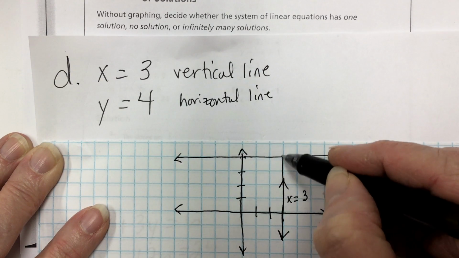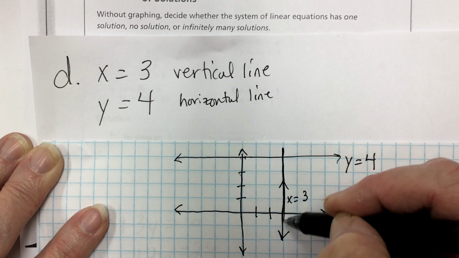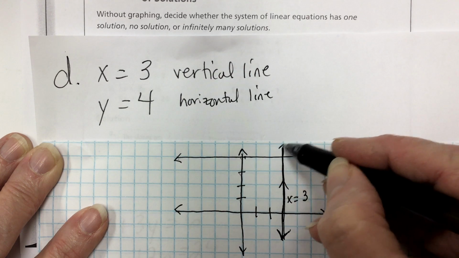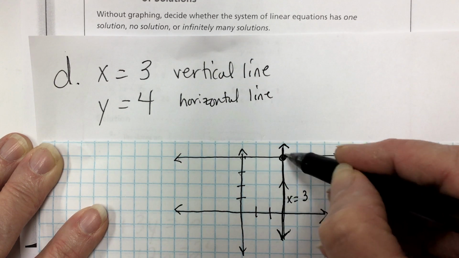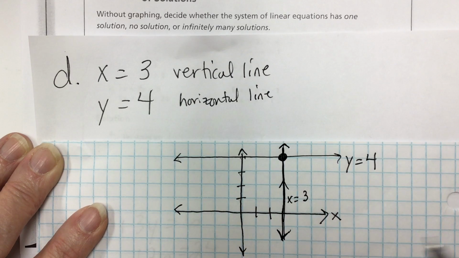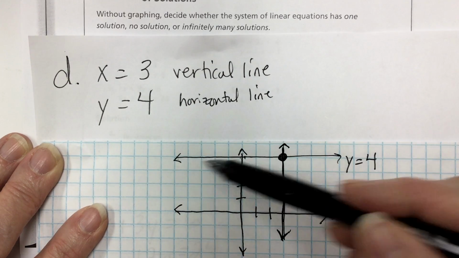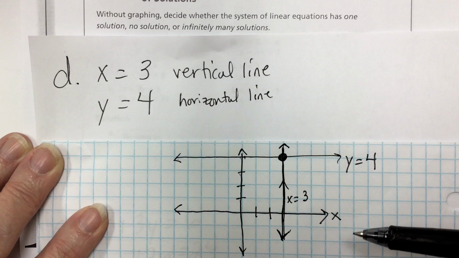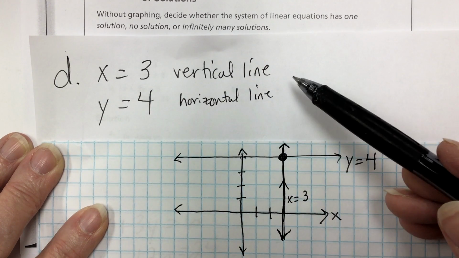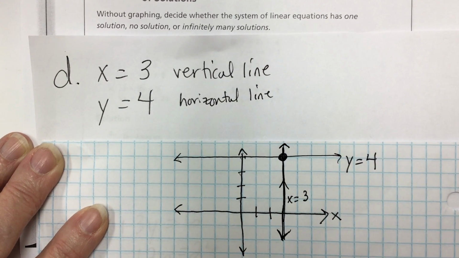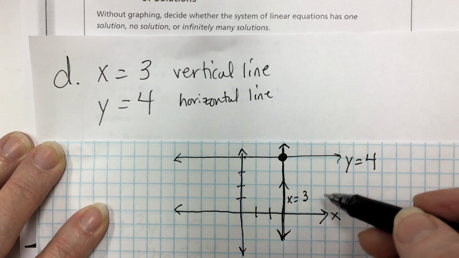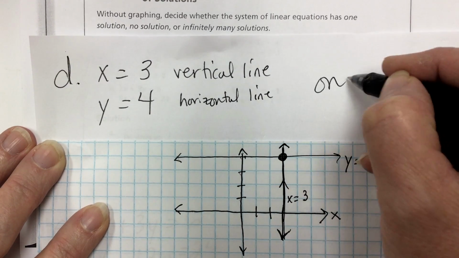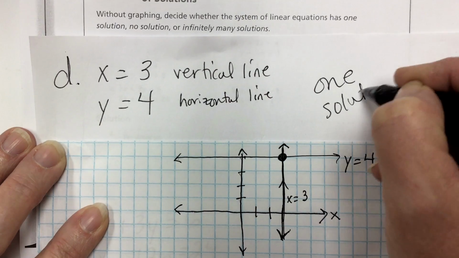Now I'm going to extend my vertical line up so that these two lines touch. If you notice, a vertical line and a horizontal line will always touch. You may have to extend them up or out, but they will always touch. So the answer to this system would be one solution.